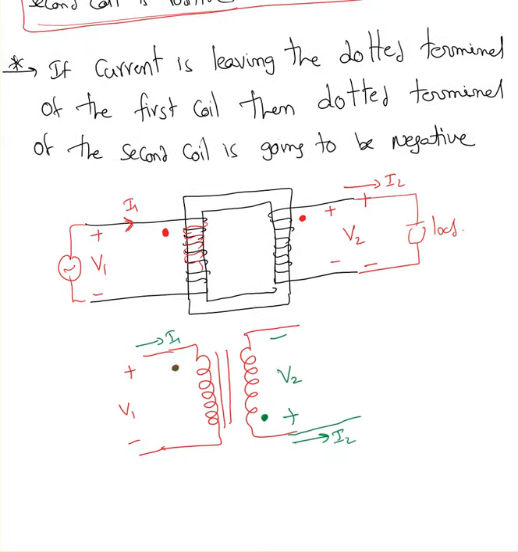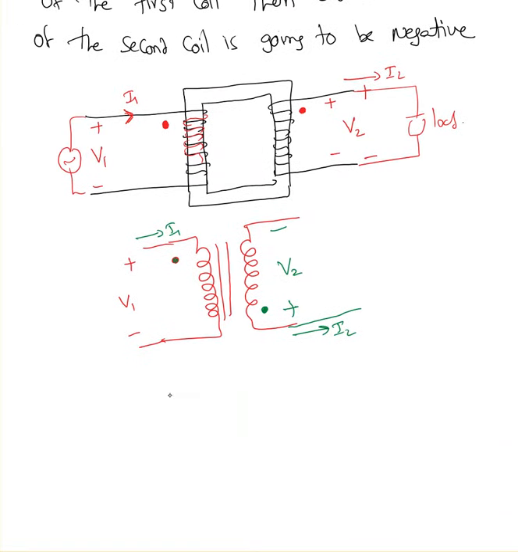Now the second statement: if current is leaving the dotted terminal. The dot is defined by the manufacturer. Here is the dot, and current is entering the dot, meaning the dot is at the entrance of the inductor. If current is entering the dot, the dot is at the entrance of the inductor. Now here, current is leaving the dot, which means the dot is at the end of the inductor.